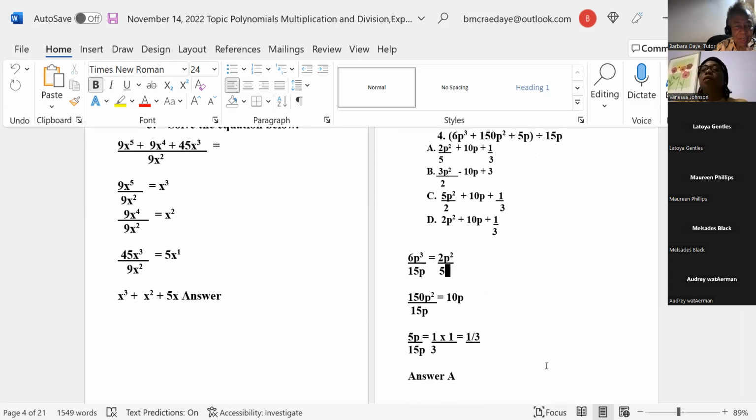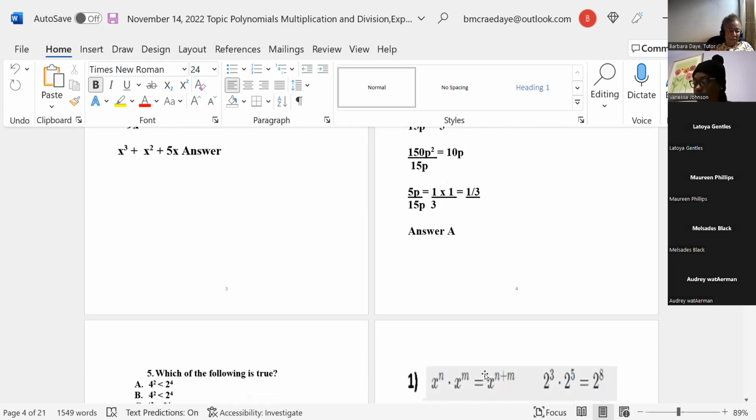Maureen, I was agreeing that it is 1, but when I looked up and saw that 1/3 has no p there, I agreed with her. No, but go back to your basics. Any number over itself is 1. Any variable over itself is 1. So p over p is 1, and 1 times any variable or number is just going to give you the variable or number. Got it? Yes, Miss. Okay, let's go to number 5.